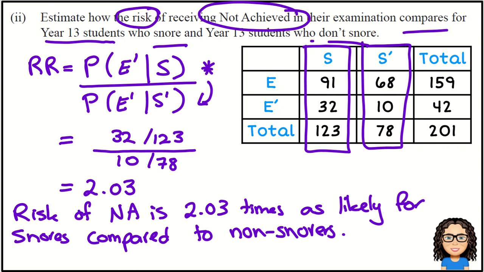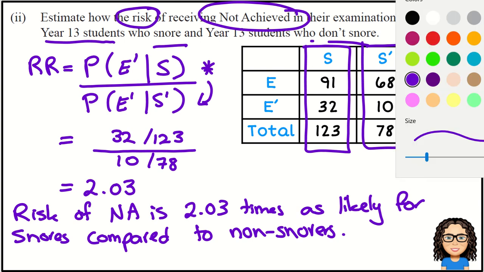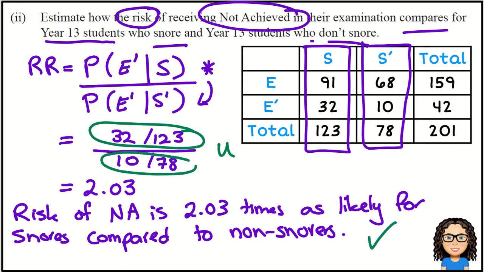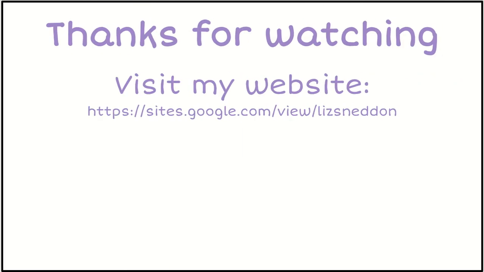Now, if I am able to calculate either conditional probability, so if I can calculate this conditional probability or that one separately, then having both of those would get you a U. If you're able to get through to this value of 2.03, and you're able to write me a sentence correctly, then that would give you the merit tick. Thanks for watching.